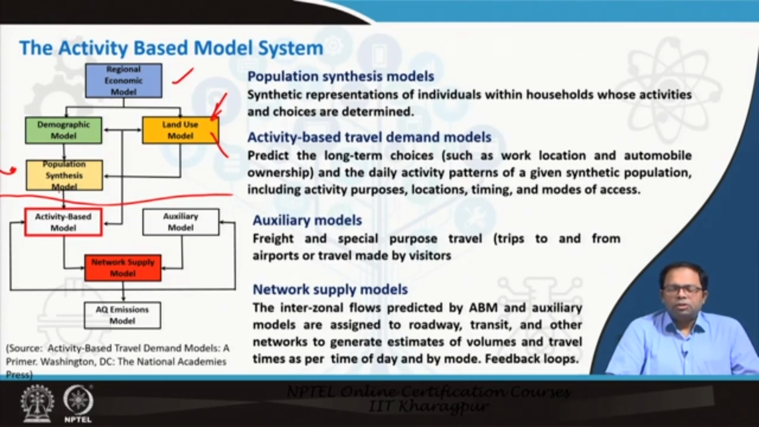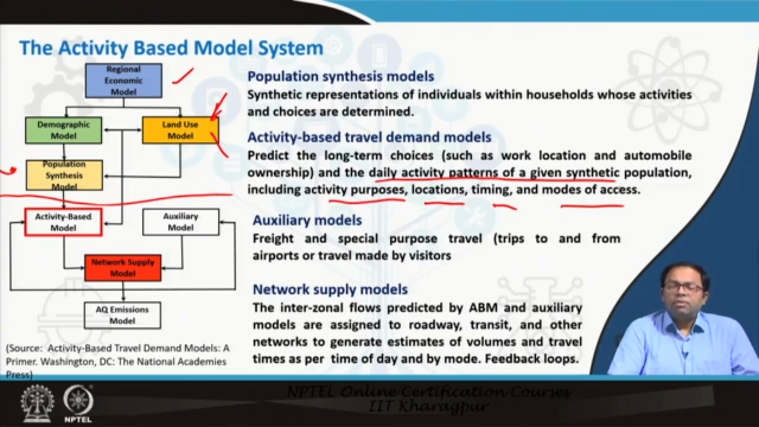So, activity based model actually includes long term choice models such as work location, automobile ownership and all, and then based on those long term choices, I would call them lifestyle choices or mobility choices, then the daily activity pattern of a given synthetic population is also determined, which includes activity purposes, locations, timing and modes of access. So, based on long term choices of a family or an individual, we determine his daily activity profile, based on certain constraints, certain responsibilities, certain tools, certain kinds of mandatory activities that he needs to do.